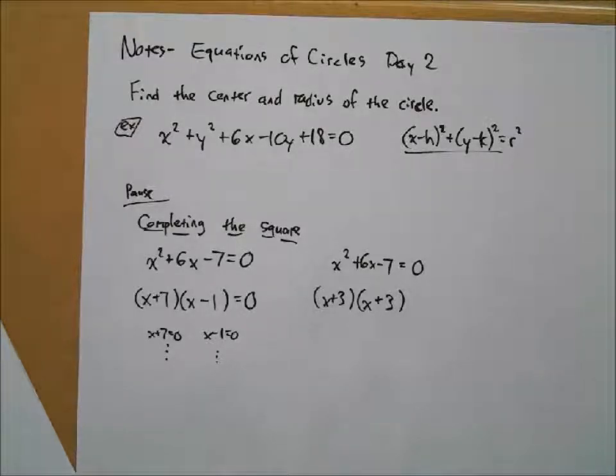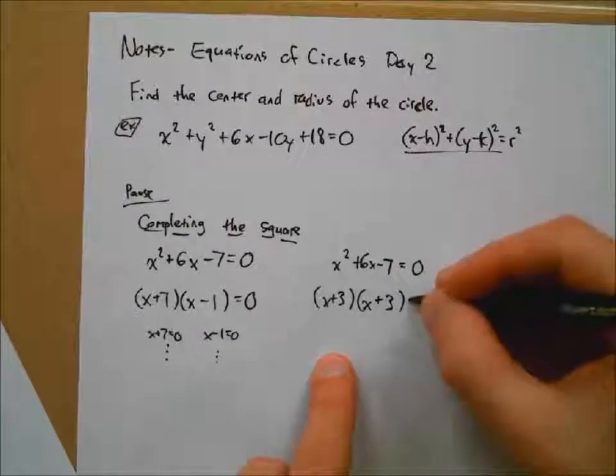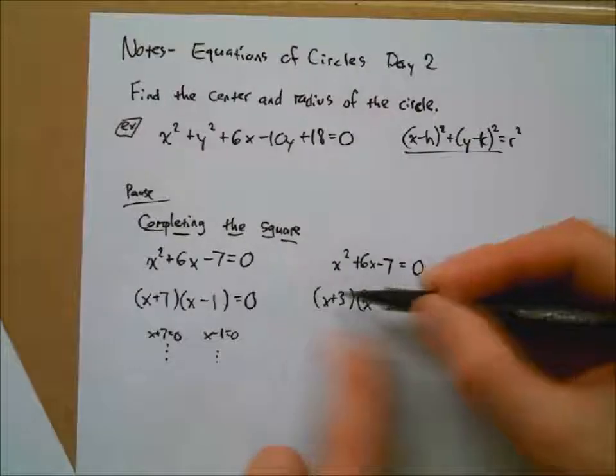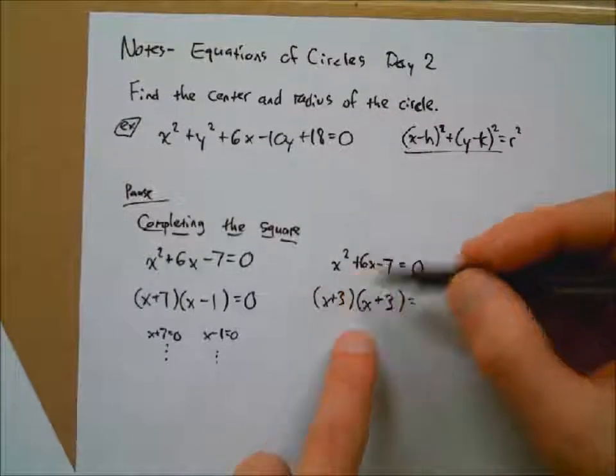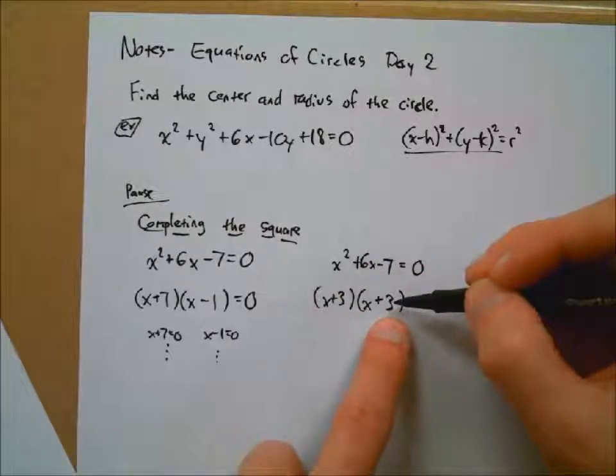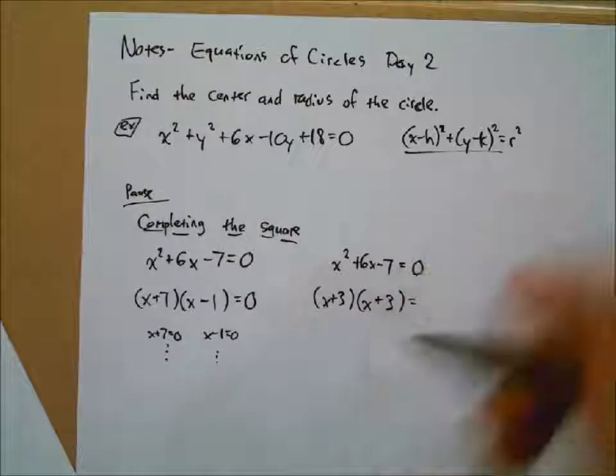Now, the problem with this, though, is that if we multiply this back out together, I'll get the x squared. I'll get 3x and 3x. That makes 6x. But then 3 times 3 is going to be what? 9. And what do we have? -7, right? Okay, that's a problem.